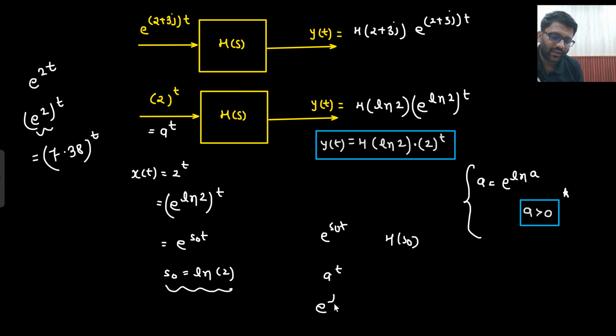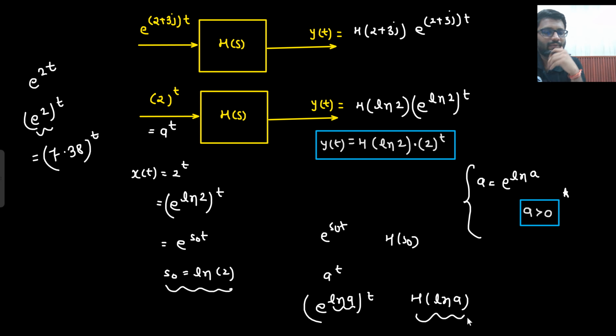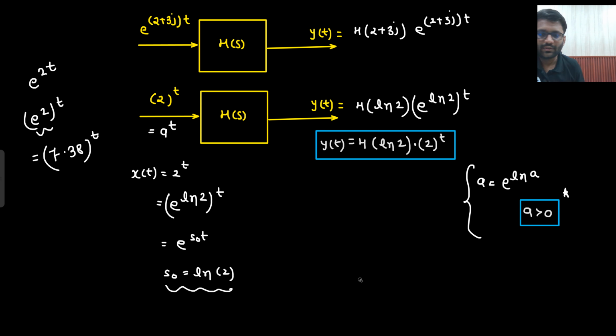So what you can do? e to the power ln a into t. So s naught value is ln a. So H(ln a) will be the eigenvalue, and the eigenfunction is a to the power t only. Right? All good? Understood? So let's remove this one, and let's write down this e to the power 2t thing here.